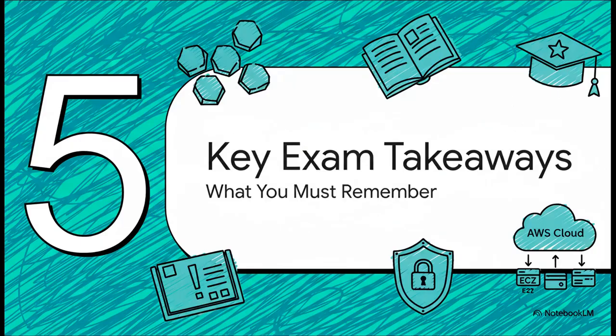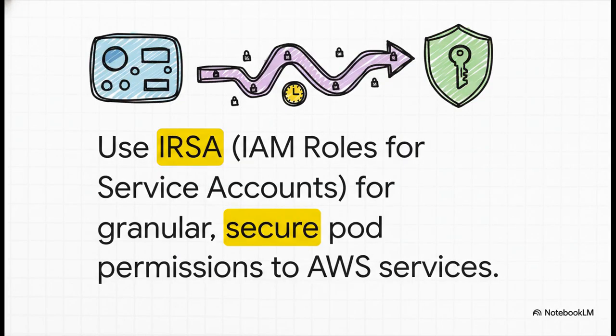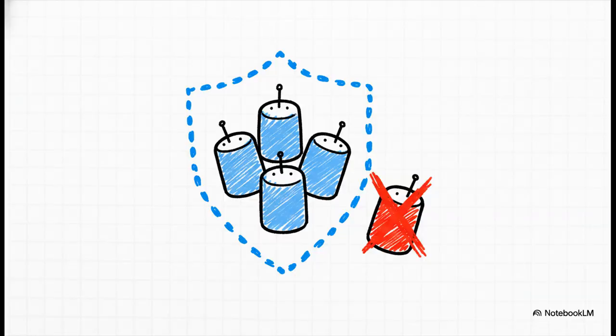All right, we have covered a ton of ground. Let's take a deep breath and do a quick rapid-fire review. These are the absolute non-negotiable points you need to have locked in your brain for the exam. First up, security. Your pod needs to talk to an AWS service? The answer is IRSA. It's the secure, standard way to grant granular temporary permissions. End of story.